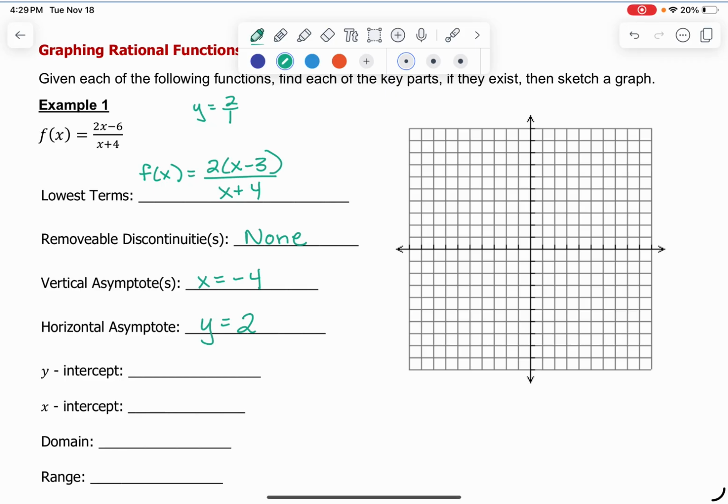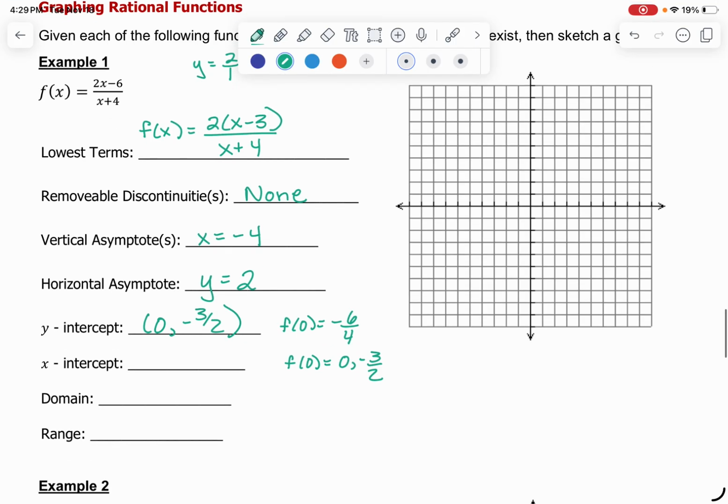To find your y-intercept, you're going to find f of 0, which is going to give you -6 over 4. And so your y-intercept is 0, -3/2. It's fine if you write -1.5. To find the x-intercept, I'm going to let my numerator, 2x minus 6, equal 0. And I'm going to solve for x, so x equals 3. So the function equals 0 when x is 3.